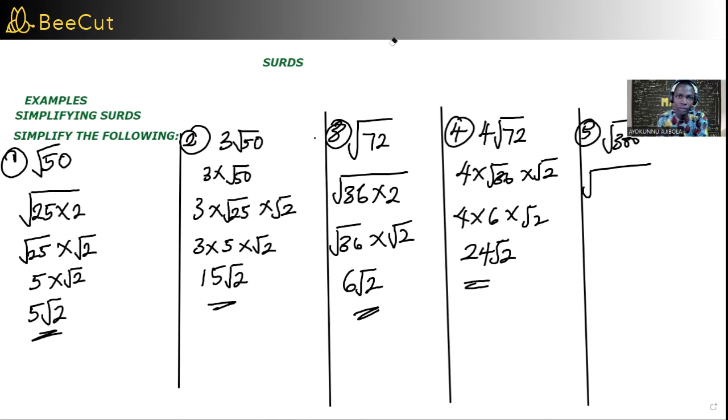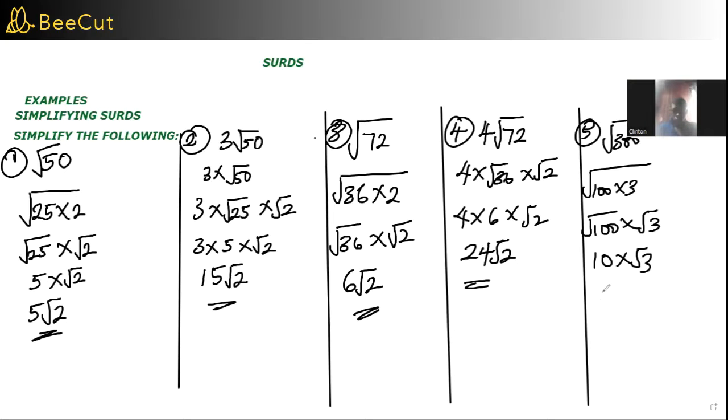I can still use that 25, but that means I will still have to break it down further. How about this: I don't even need to use 25. Let me go ahead and use 100, because 100 times 3 is 300. So I have root 100 times root 3, and that is 10 root 3, because 100 is a perfect square. And that is 10 root 3. Is that clear? Yes, sir.